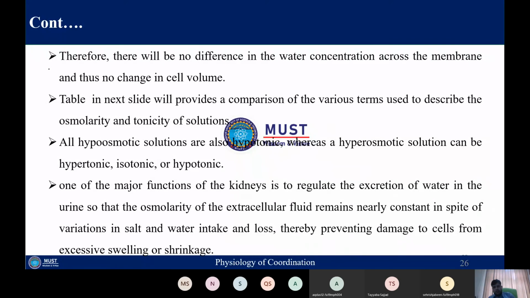One of the major functions of the kidney is that it will regulate the excretion of water in the urine so that the osmolarity of the extracellular fluid remains nearly constant in spite of variation in the salt and water intake and loss. So the kidney is majorly involved in regulating the water concentration as well as the essential salts which are required in the body. As all of you know, the nephron portion of the kidney will reabsorb the essential components as well as the necessary water during the process of excretion, and it will prevent damage to the cell that can be there due to shrinkage or swelling.